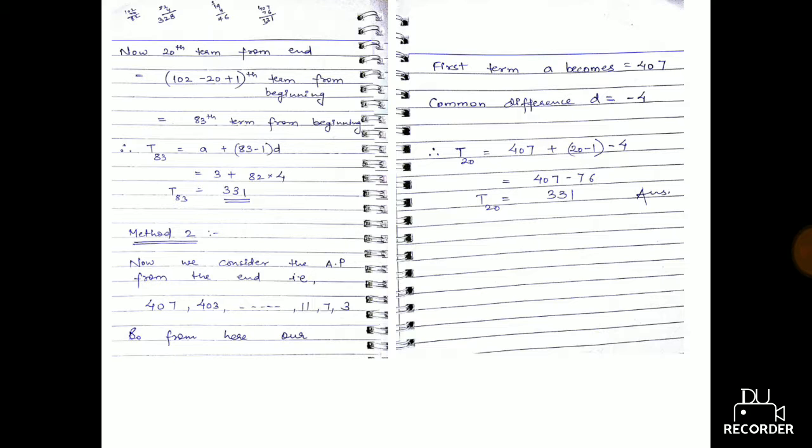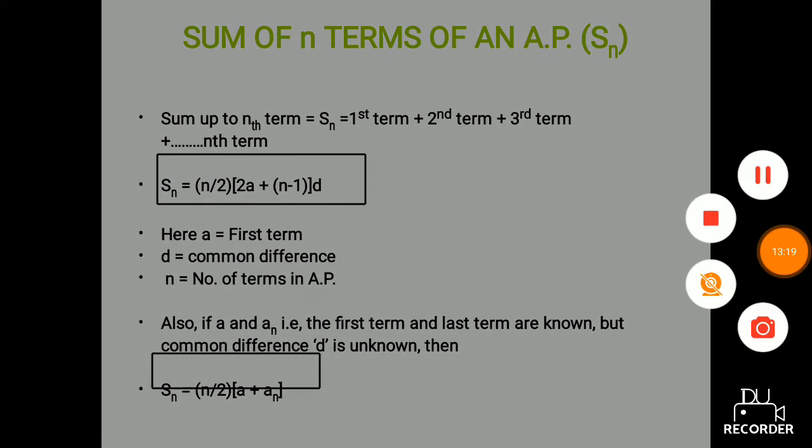So now we are going to directly find the 20th term. So T20 is equal to the first term, which is 407, plus 20 minus 1 into minus 4. So we get T20 as 331. From both the methods we are getting the same answer. So you can use any method you like.